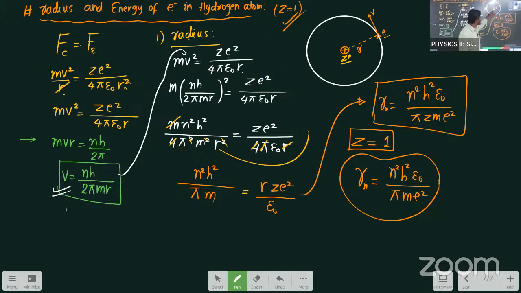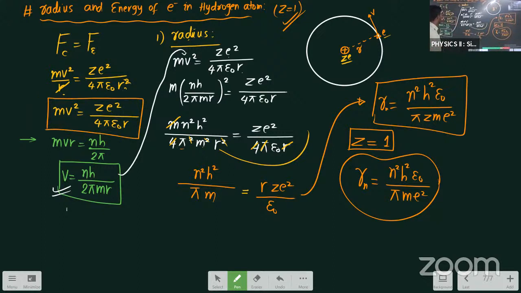What are the charges here? Q1 is Ze and Q2 is e. So Ze into e becomes Ze square divided by 4 pi epsilon naught r square. From here, r and square get cancelled, and we are left with one equation: mv square equals Ze square by 4 pi epsilon naught r.